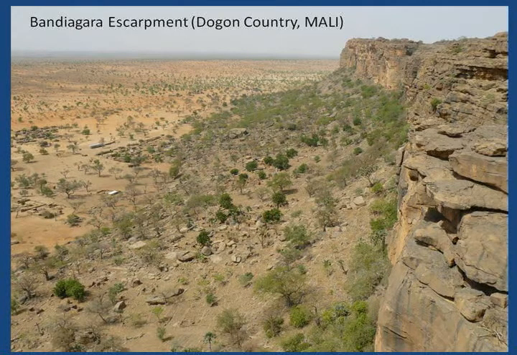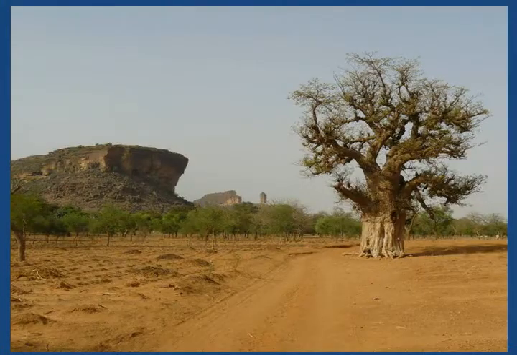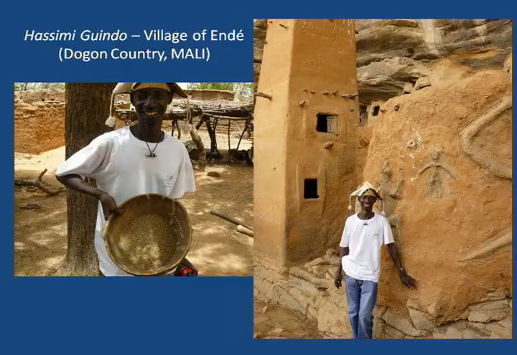All the settlement is confined along this escarpment known as the Bandiagara escarpment. Traditionally, the dwellings would be along it, and there are the big baobab trees again. This, once again, is where the Sahara really becomes the Sahel. Typical Sahelian landscape, with scattered trees, especially the baobab tree. The baobab tree is even sacred to these people. The escarpment's in the background.